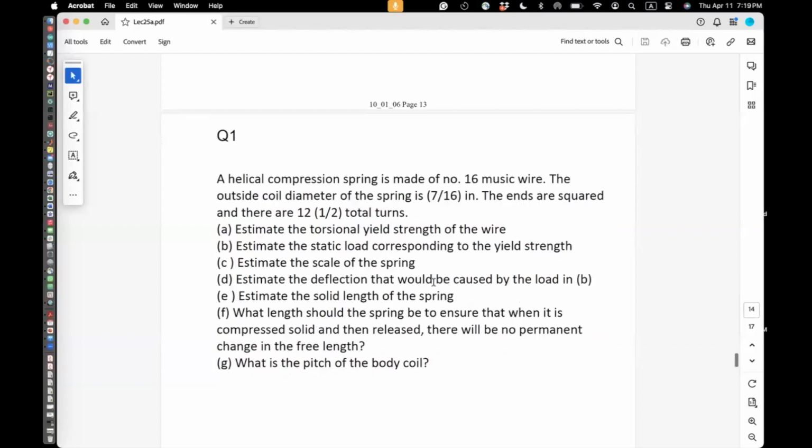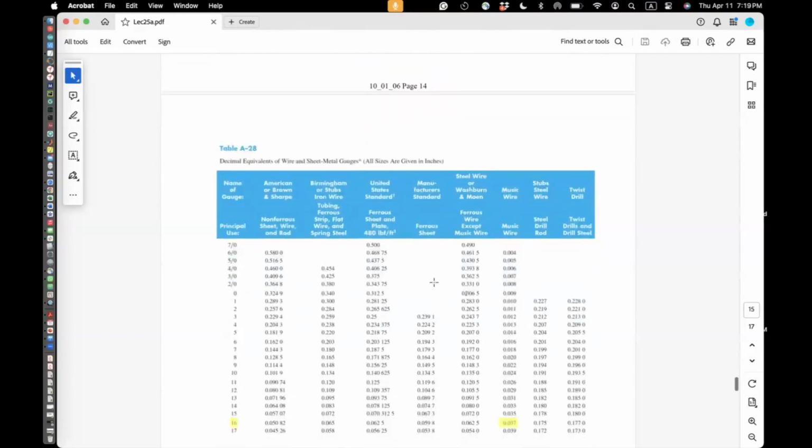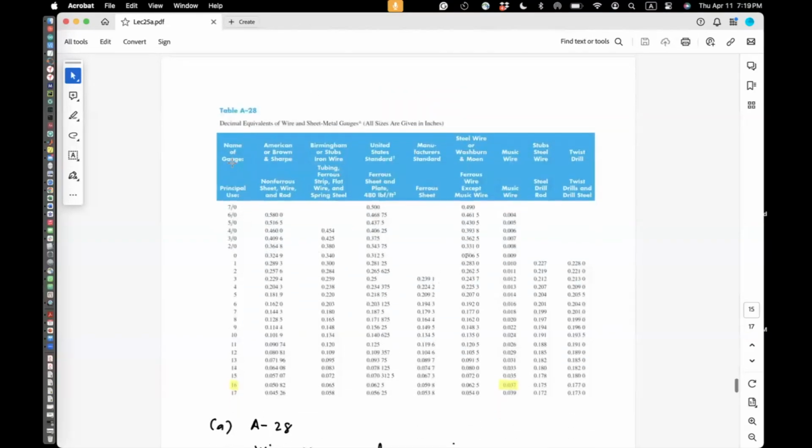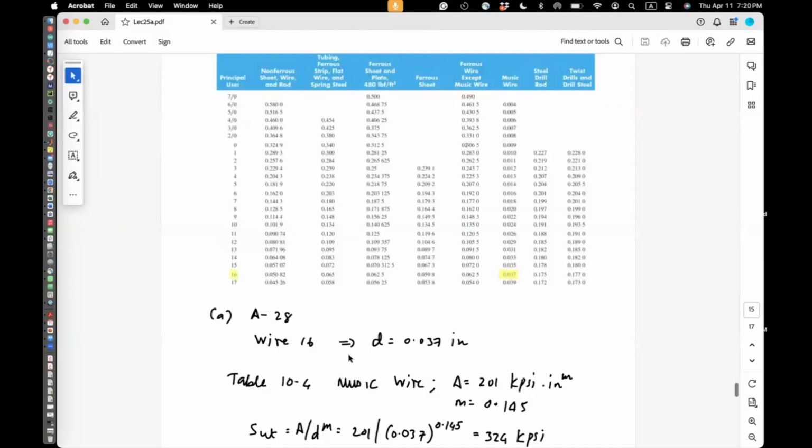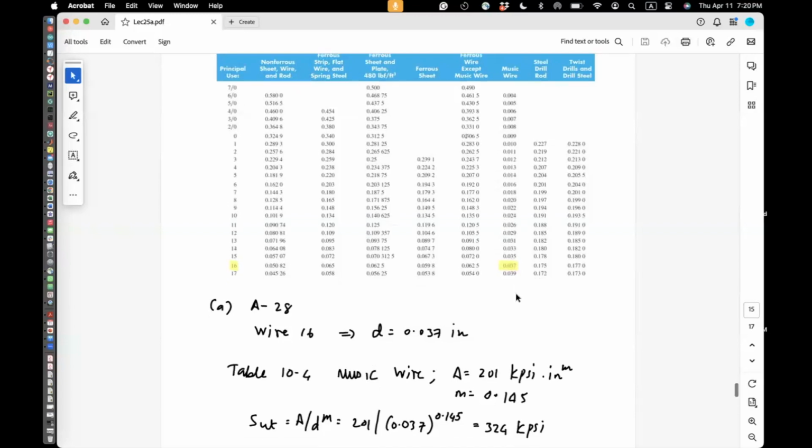So let's go to this table A28. If you look at the gauge, it says 16. This is the one we're looking for, 0.037, because it's given in this table here, 0.037. I've indicated that in yellow.